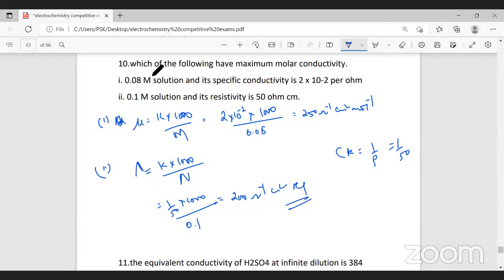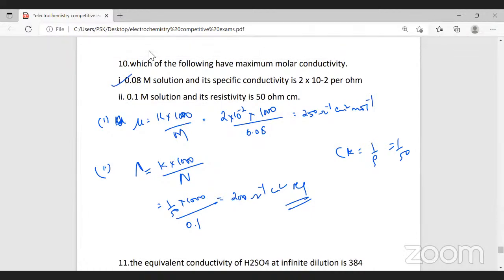So they're asking which of the following has maximum molar conductivity. Maximum molar conductivity will be for the 0.08 molar solution with specific conductivity. You can see the value is 250 here. Here the value is only 200. Followed? Students, did you follow? Understood, sir.